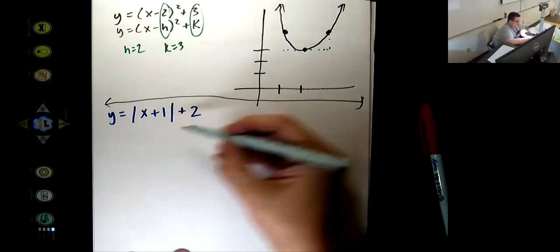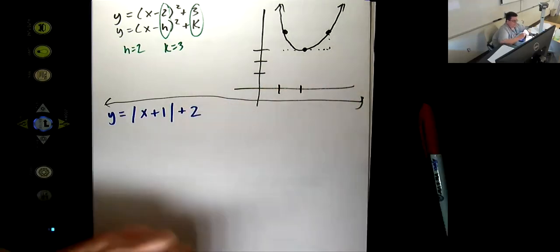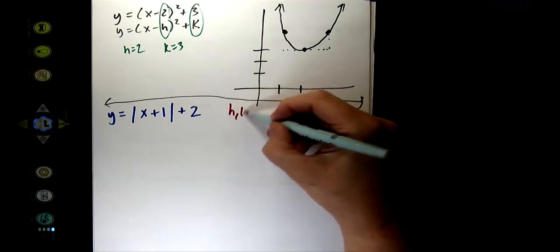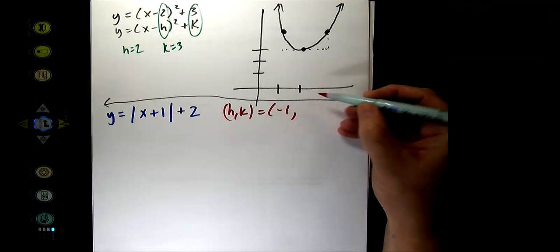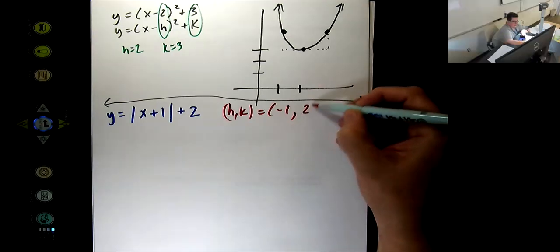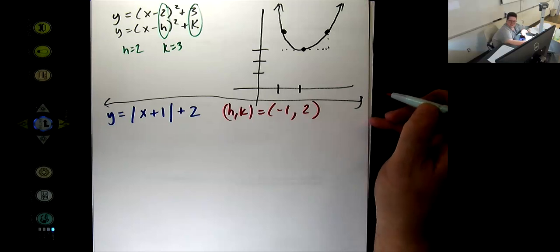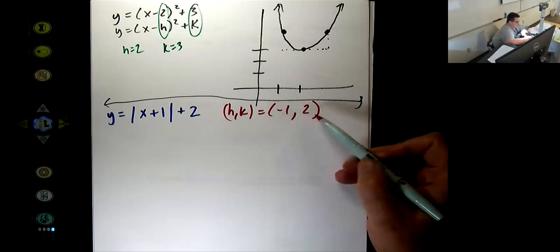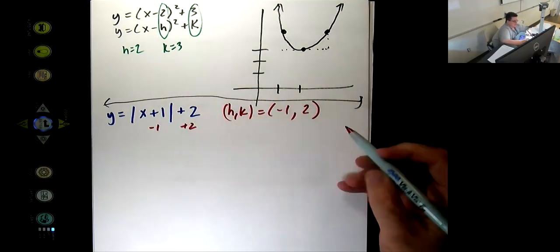All right, so how do we do? What is h, k here? Let's start with that. Negative 1, 2. Does everyone see that? We use the opposite sign of what's there for h, and the same sign as what's here for k.